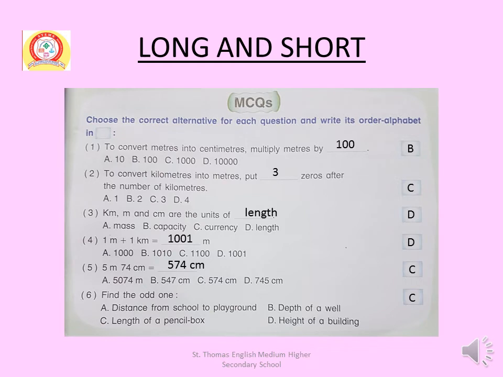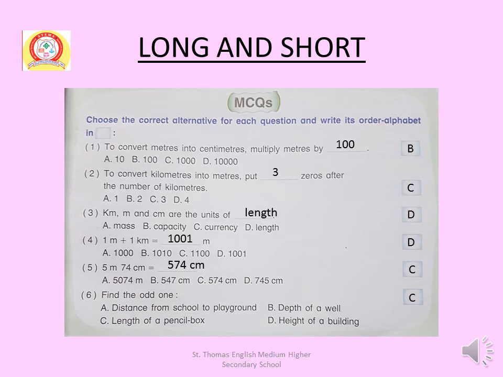In this slide, I have solved the MCQs for you. First one, to convert meters into centimeters, multiply meters by 100. 100 is the correct answer. How? 1 meter is equal to 100 centimeter. So, you have to multiply meter by 100. So, the correct option here is B. That means 100.